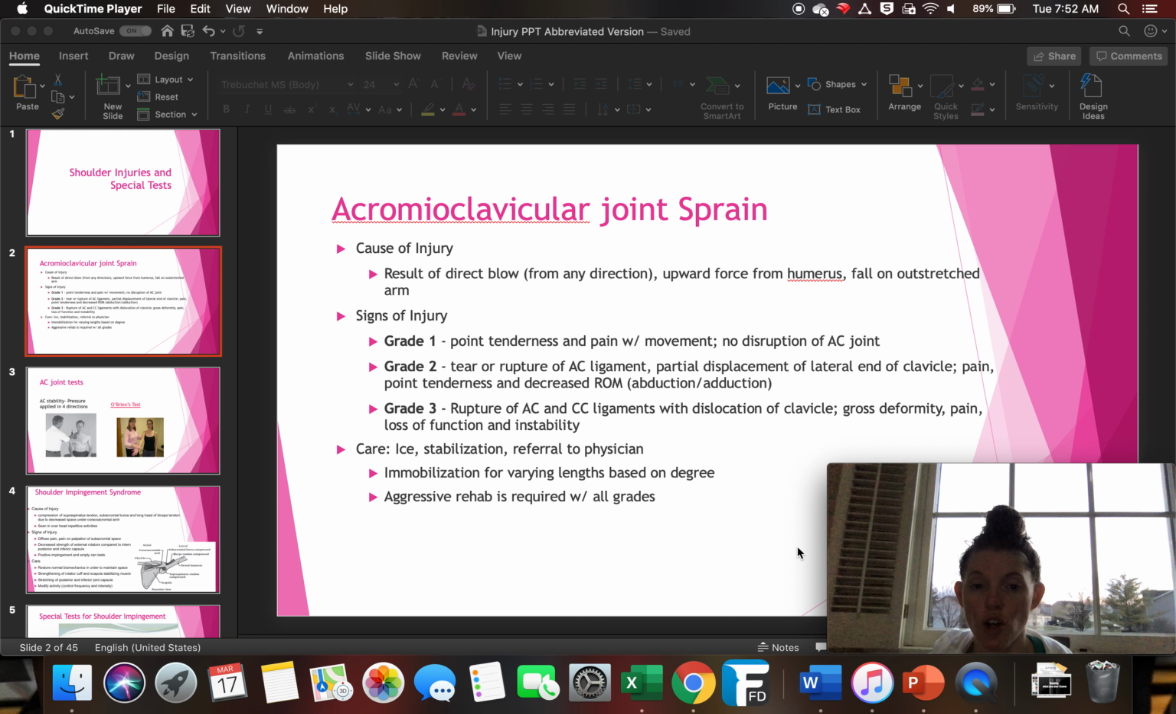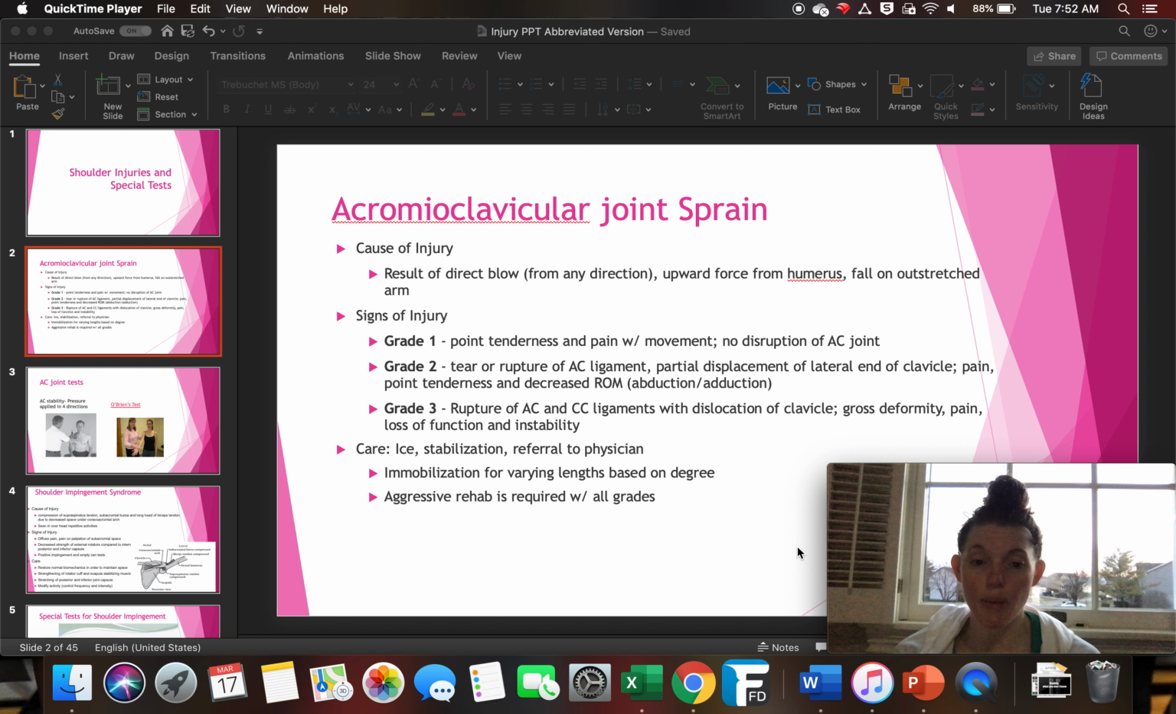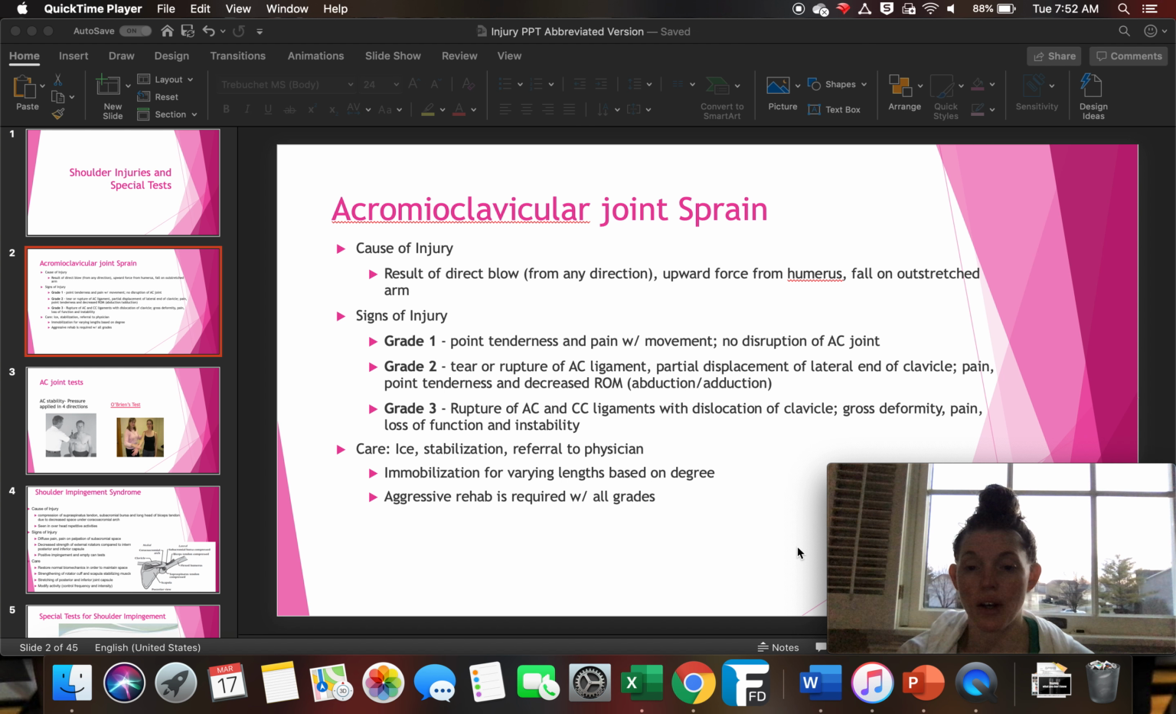All right, so an acromioclavicular joint sprain. Remember, this is the joint between the acromion process and the clavicle. Like right here is where it is. Usually this happens because someone gets hit or they fall on an outstretched arm. So you're going to see a theme here about falling on an outstretched arm.